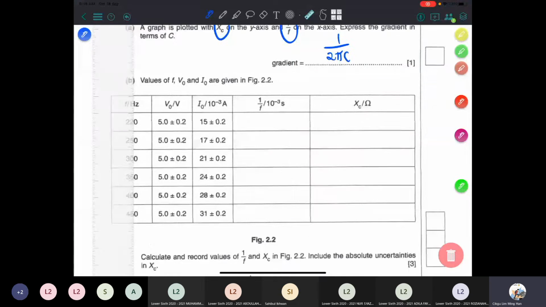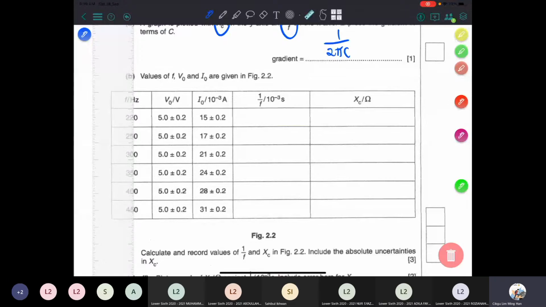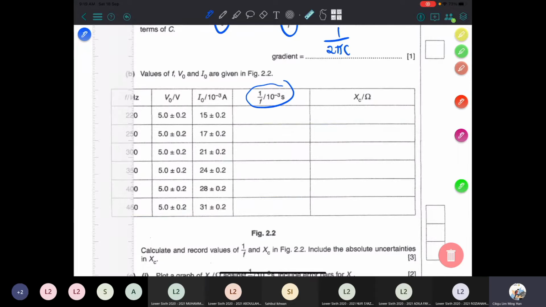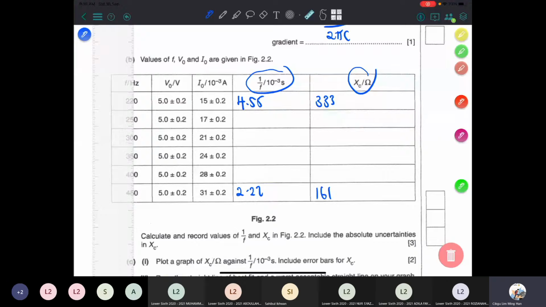And then here most of you are able to give me the correct answer. You just do 1 over f, you get the answer here. I think most of you got the correct answer here. And then here also most of you give me the correct answer. It's actually from 4.55 until 2.22. This one is from 3.33 until 1.61.